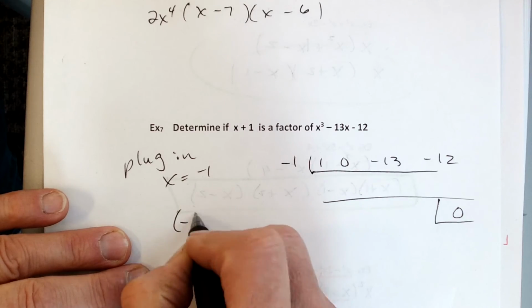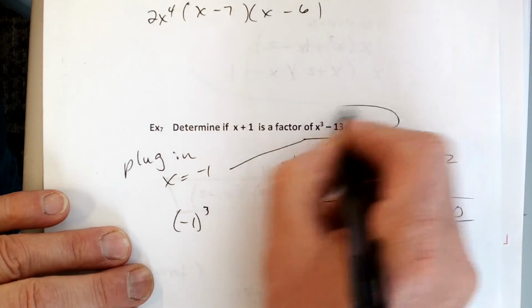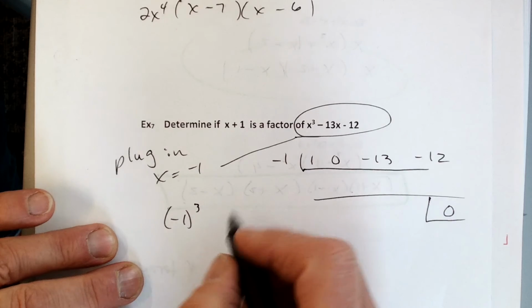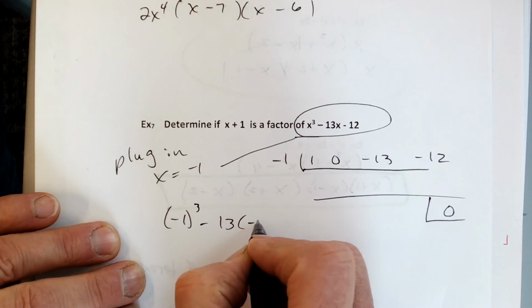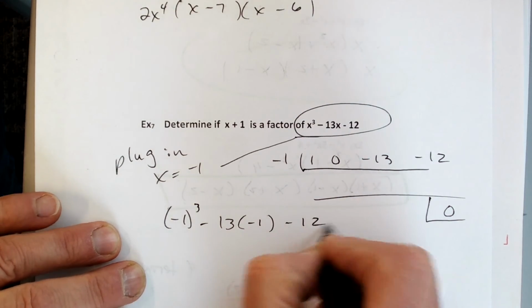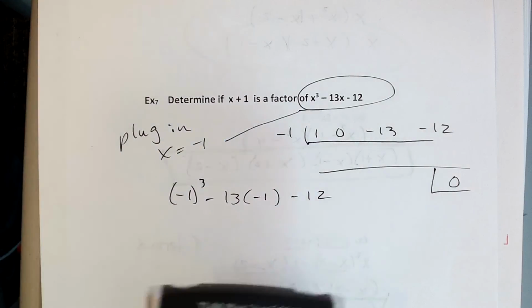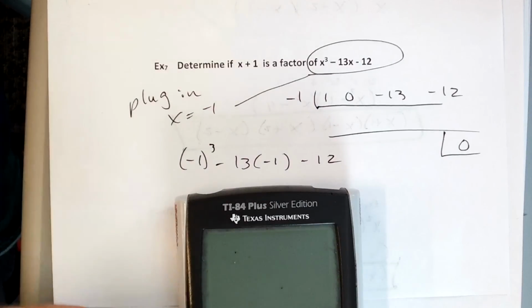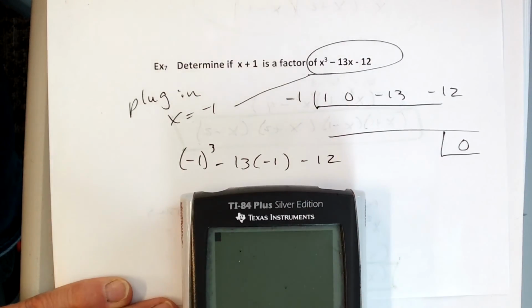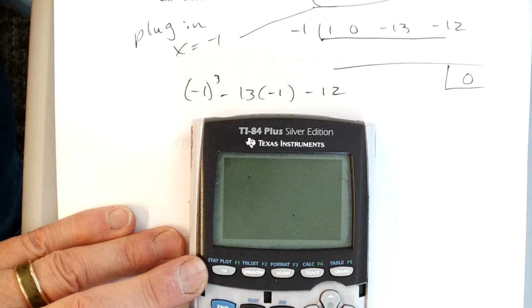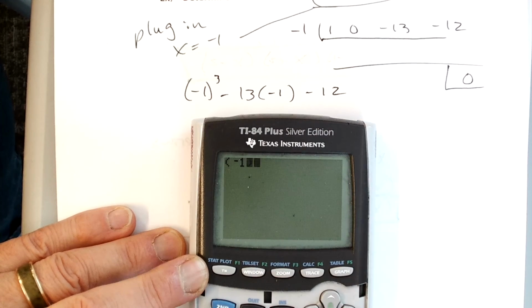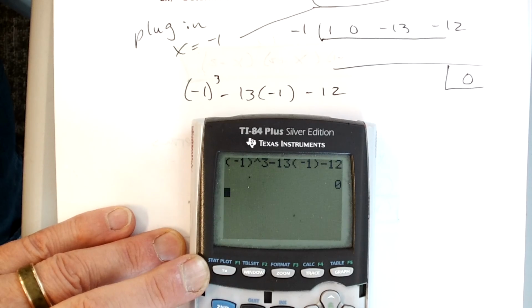So I'm going to go -1 cubed, so plug it in, right? -1 cubed minus 13 times -1 minus 12. I like my calculator. It does work for me. Don't call me lazy. Just call me smart because I use my calculator, right? I can actually do this in my head, but I won't. Just to prove to you. What do I get? I get 0.